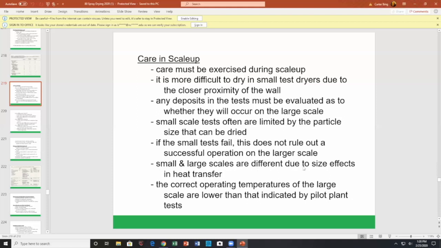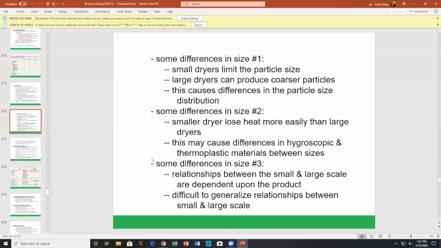Small and large scale effects are different due to heat transfer. Heat transfer large scale versus heat transfer small scale. Small scale heat transfer is easy. That's why small people or small animals, well, let's just take people, will die in a blizzard, whereas larger people are likely to survive more easily in a blizzard. Anyway, there are all kinds of examples of small scale rapid heat transfer versus large scale, where heat transfer is very slow. Correct operating temperature on large scale is lower than that indicated by pilot plants. Yeah, various things in here.